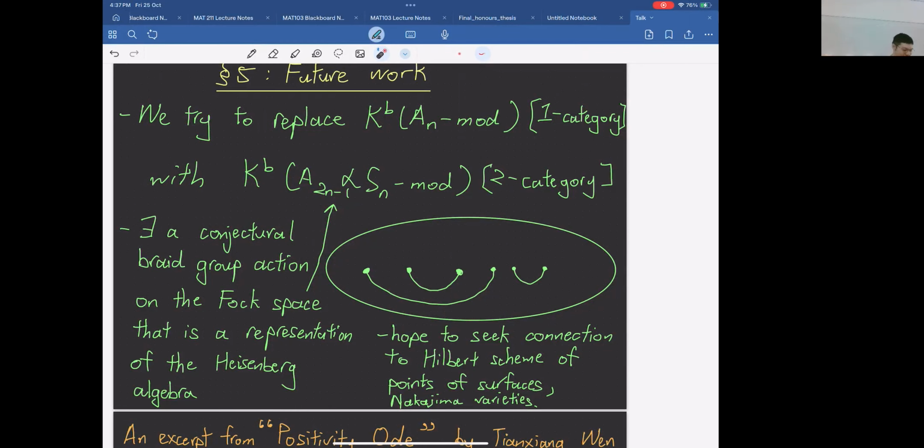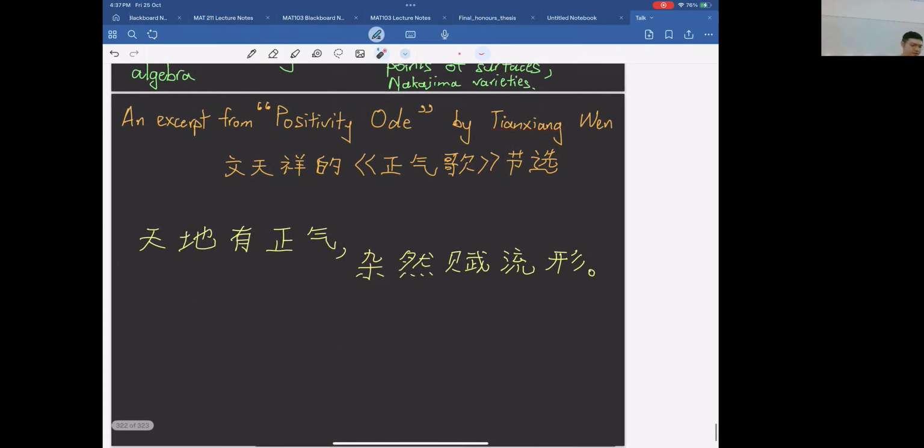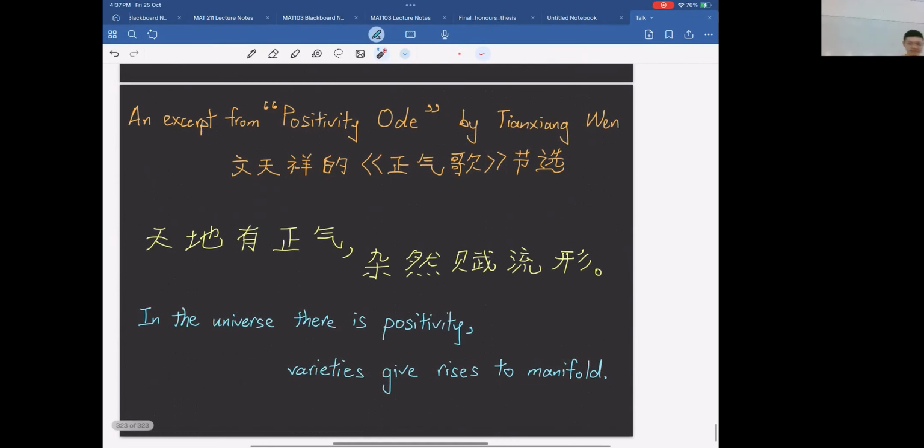So before we end, last one. I want to end with an excerpt from this Chinese poem, from Wen Tianxiang, the Song of Righteousness. The first line says 天地有正气，杂然赋流形. So as a categorification mathematician, I will translate it to: in the universe there is positivity, and varieties give rise to manifolds. So linking all the ideas together. Okay, thank you.